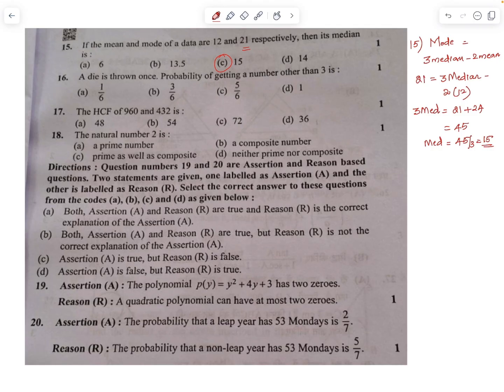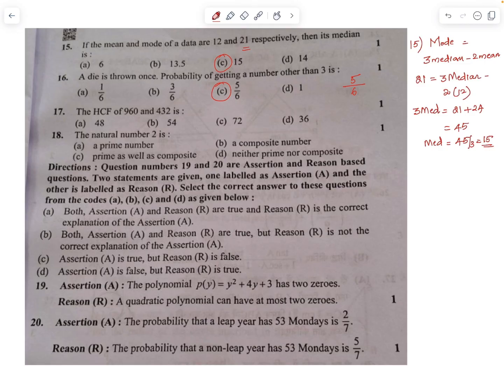Question number 16. A die is thrown once. So the number of possible outcomes is 6. Probability of getting a number other than 3, that is 1, 2, 4, 5, 6. So the probability is 5 upon 6. The answer is option C.